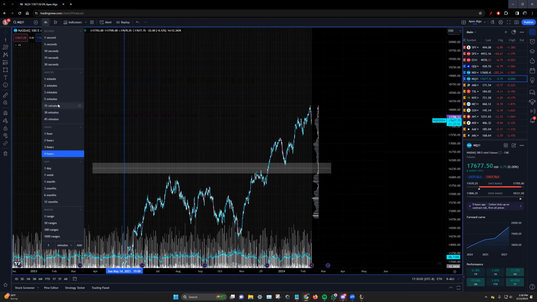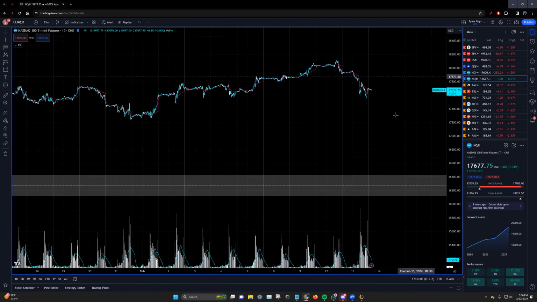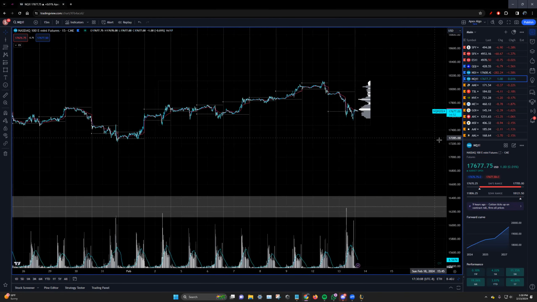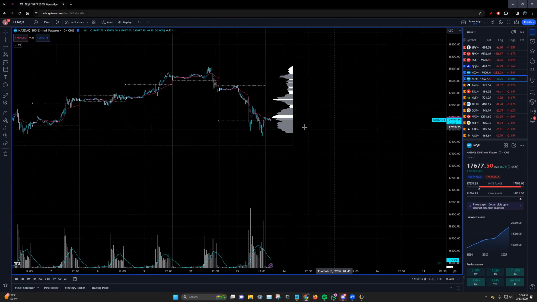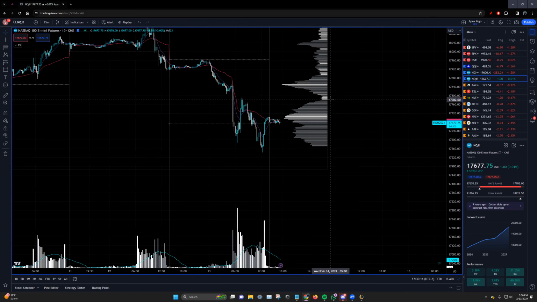lower time frames. I love lower time frame VP. I think the 15-minute is probably one of the better ones to look at for lower time frames. I think anything other than that is not as great, or not as strong. The 15-minute is a good time frame to use it upon.